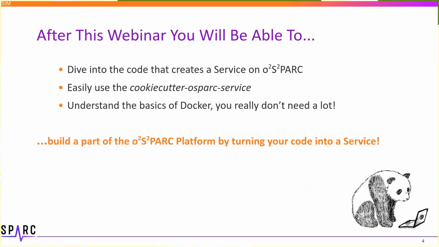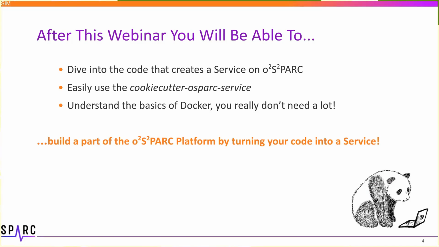So what we are gonna see today. We are gonna dive into the code that creates a service on o²SPARC. For this, we recently released a Python library called cookiecutter o²SPARC service. This is what we are really gonna look into in detail. This is an open source library, and the idea is really to give it to you so that you can start to develop your service. Of course, you don't have to do everything alone. We're always here, and we want to actually develop this even more for you. So we'll be really happy to receive your feedback about how this works.